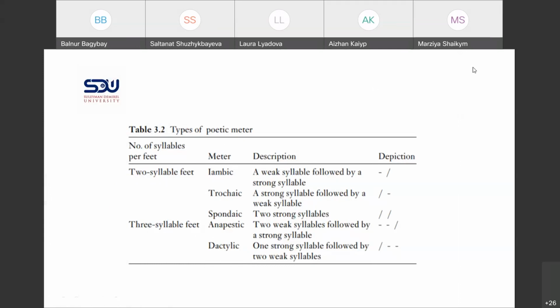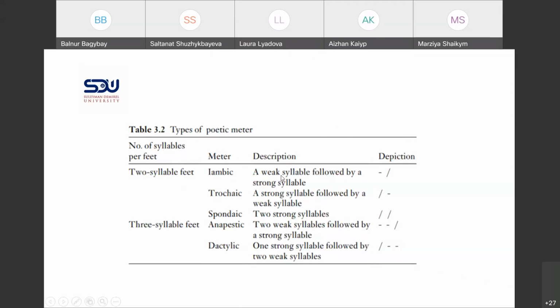Did you? Didn't you, guys? I hope you did. Yeah, but it's a little bit different in Russian language, in Russian literature especially. Okay, so you can have a look at that very table and find out what is the difference between the types of the meters.